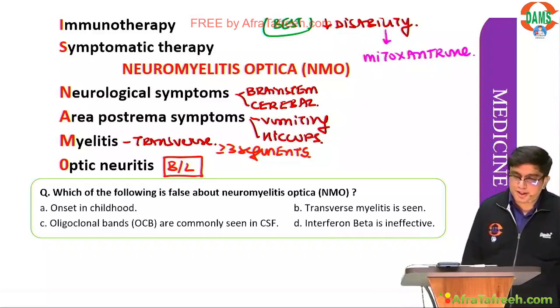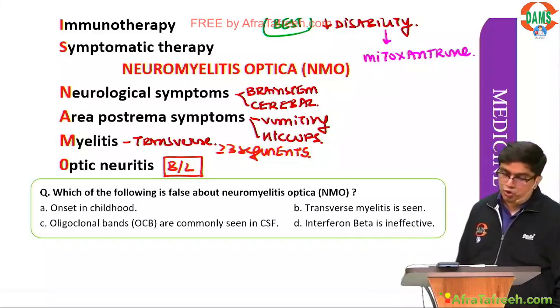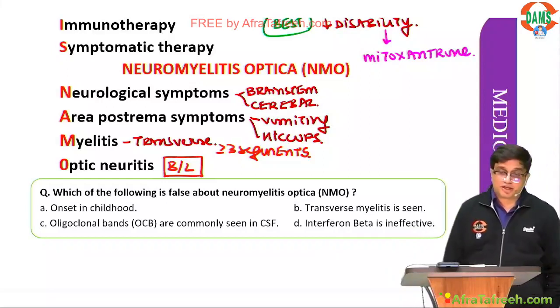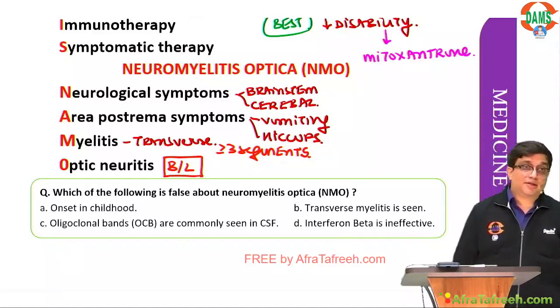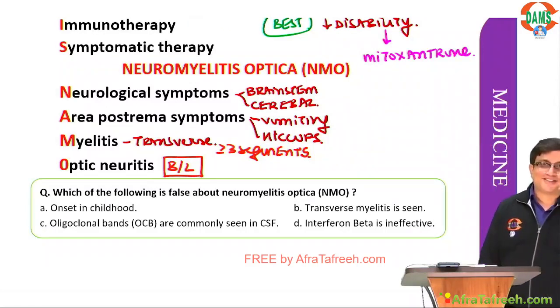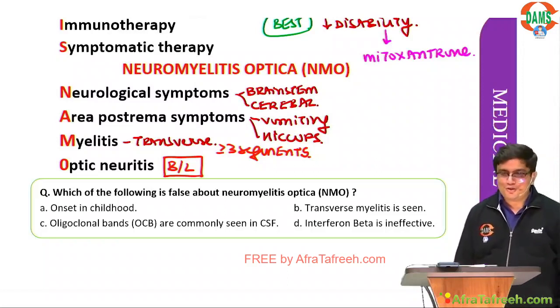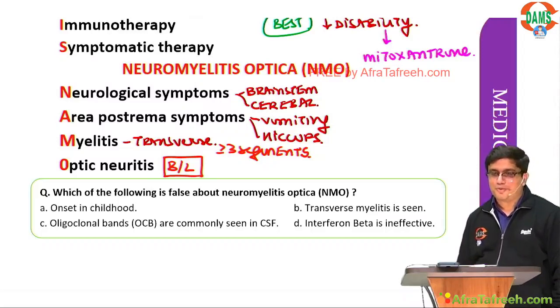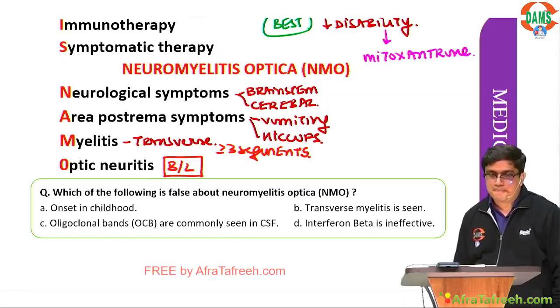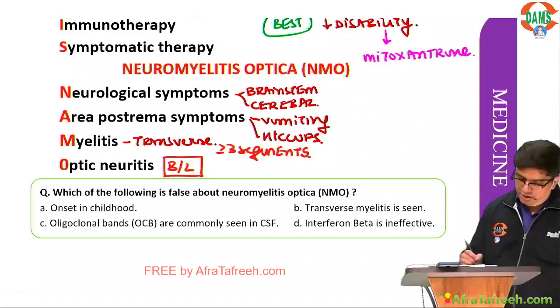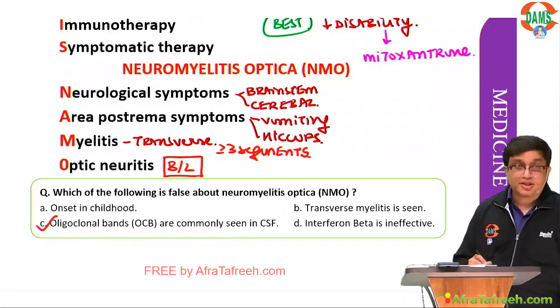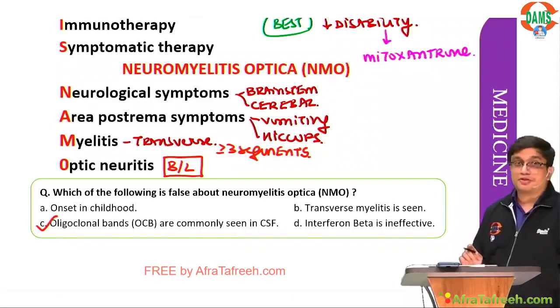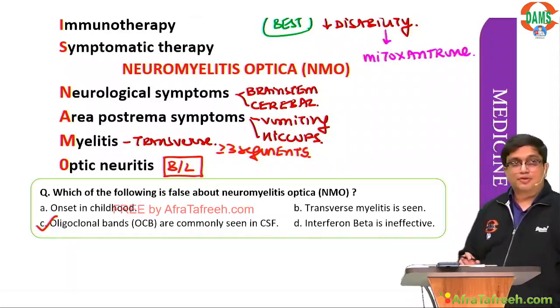Now, which of the following is false or incorrect about NMO? Onset occurs in childhood, transverse myelitis is seen, interferon beta is ineffective, or oligoclonal bands are commonly seen in Devic's disease or NMO? Tell me, what is incorrect? Yes, oligoclonal bands are commonly seen in MS, not in NMO patients. That's the incorrect statement. Okay.